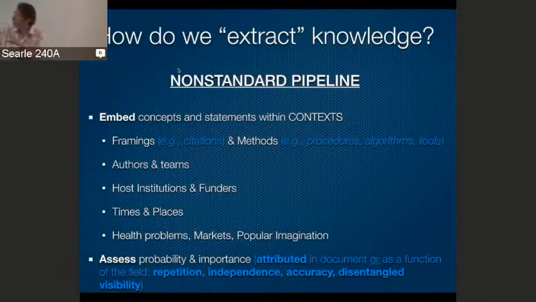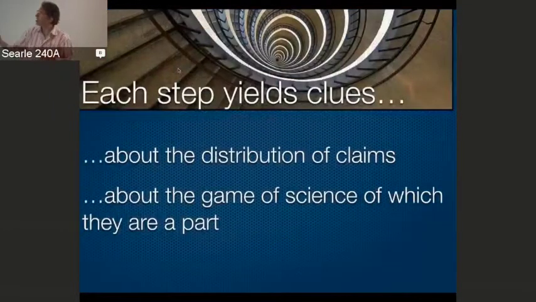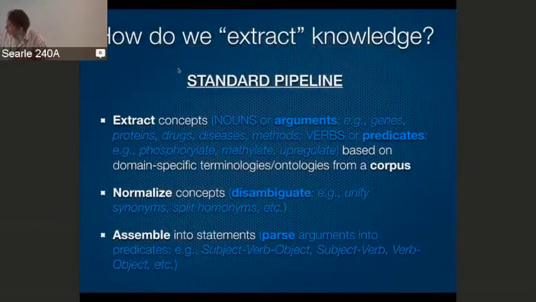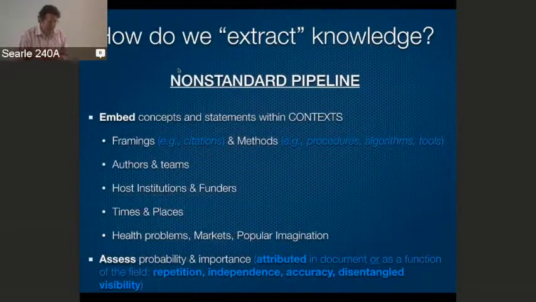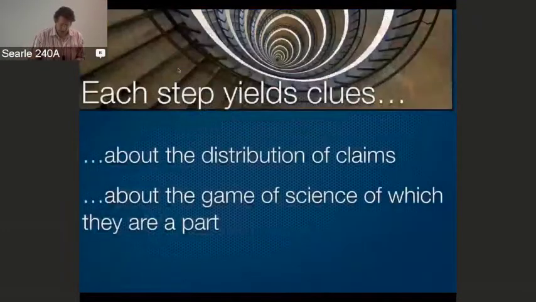But the idea is, we bring these contexts in to then reshape our certainty in the way in which we think about these claims. And my argument today is that each of these steps, which is to say, the extraction of concepts, the normalization of concepts, their assemblage into statements, and these various embeddings, ends up yielding clues about the relative strength of claims, the distribution of those claims, and about the game of science of which they are a part.